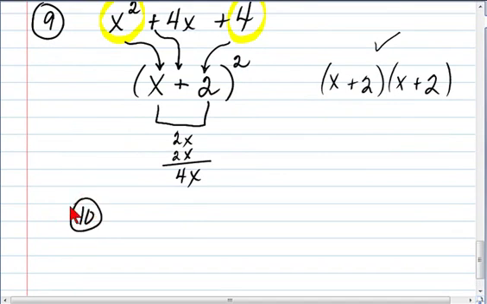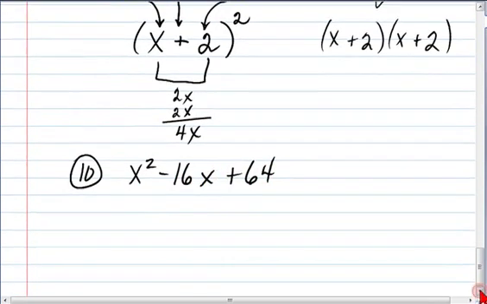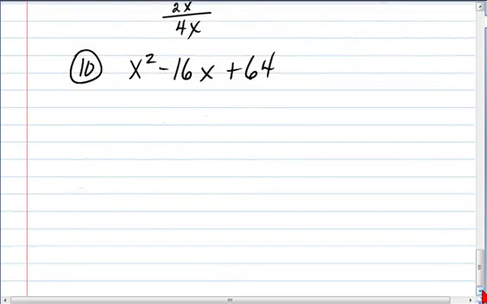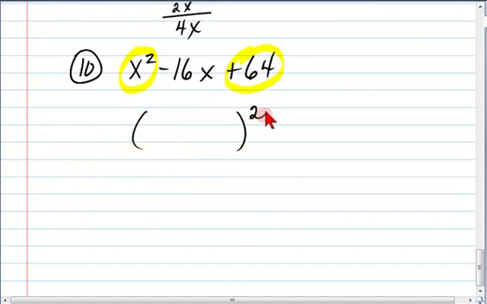Number 10. I would like you to factor x squared minus 16x plus 64. Is there a possibility that this is a perfect square trinomial? Is that a perfect square? Yes. Is that a perfect square? Yes. Then there's a possibility. And in my mind, it's worth trying. So I will start by writing that down.